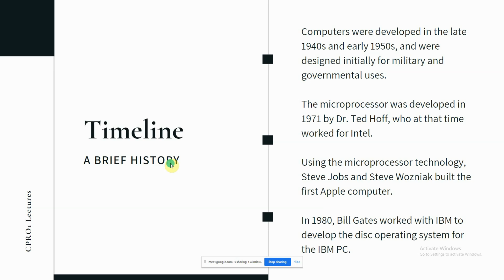So a brief history of this computer. It was developed in the late 1940s and early 1950s and were initially designed for military and governmental use. So initially it was the U.S. Department of Defense that made this electronic device, no, that developed it. Basically the initial use again is for military and governmental use, for defense and for some in the government.